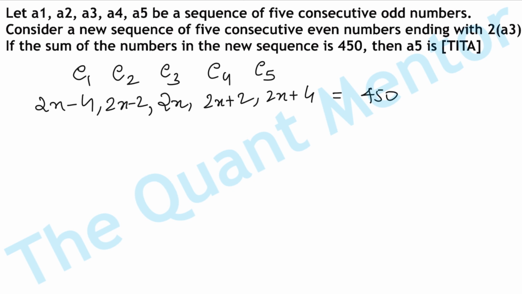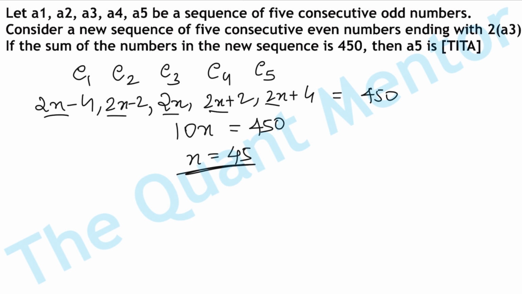So when I add these 5 even numbers, guys, minus 4 plus 4 cancels, minus 2 plus 2 cancels. I only have 2x coming up 5 times. So 2x coming up 5 times is basically 10x. 10 into x is 450. That gives me x is equal to 45.